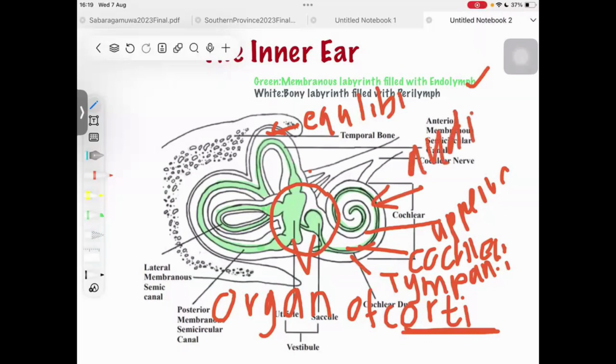And there are nerves, you can see the auditory nerves, which carry the nerve impulses from the inner ear to the brain. So that's it about the structure of the inner ear. This was a brief explanation. I hope you all understood.